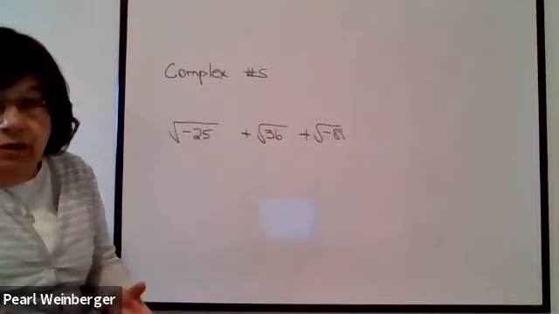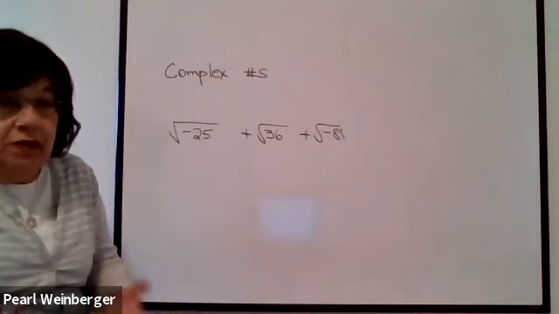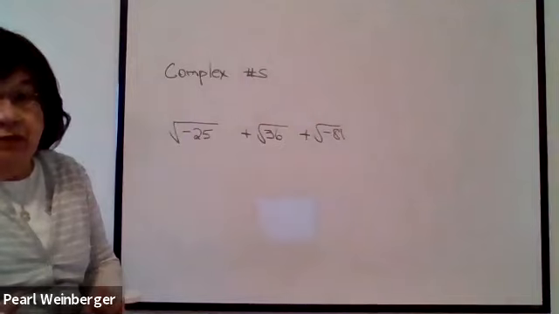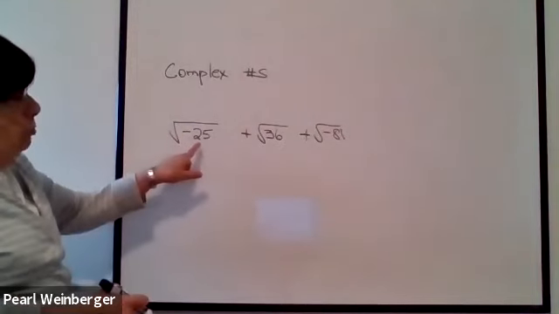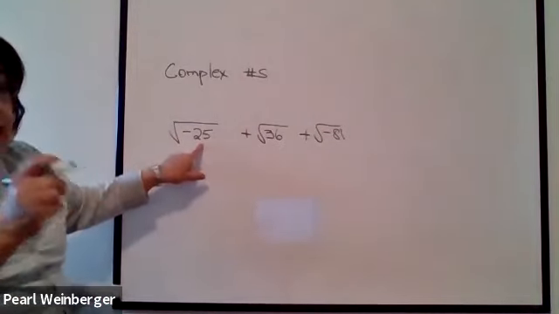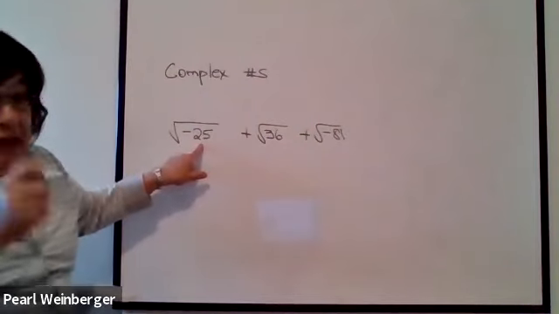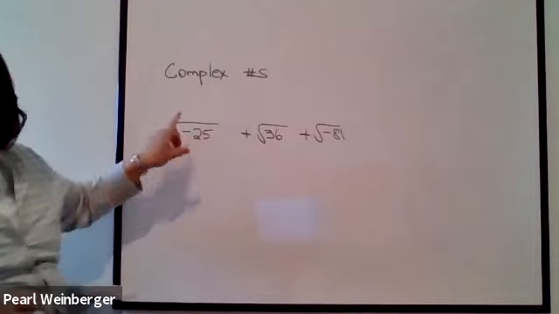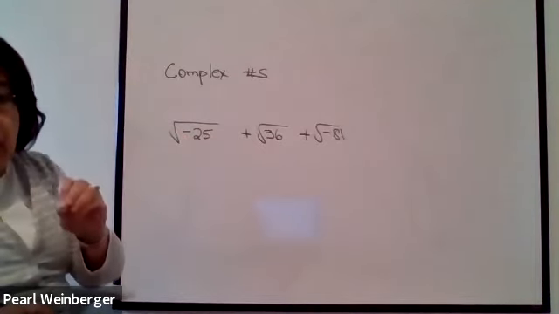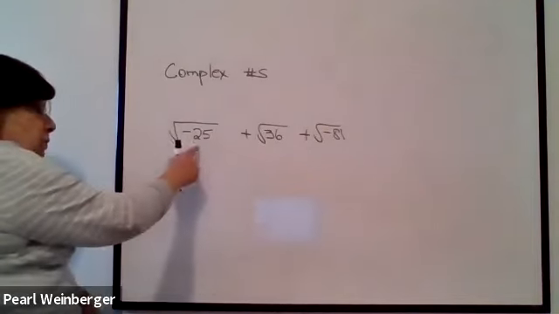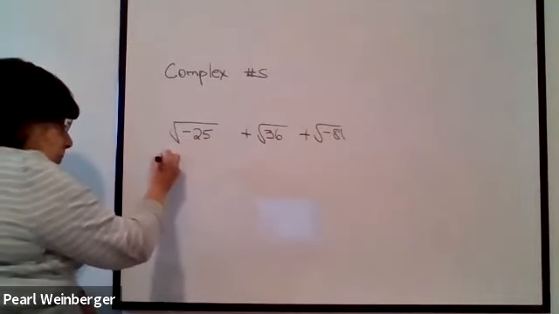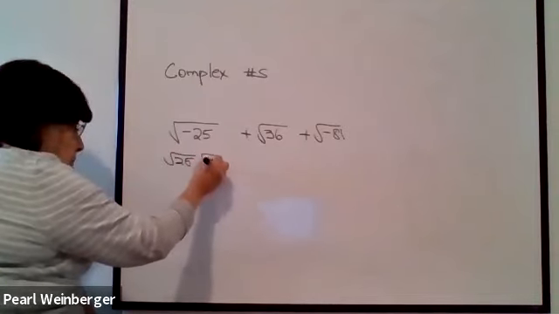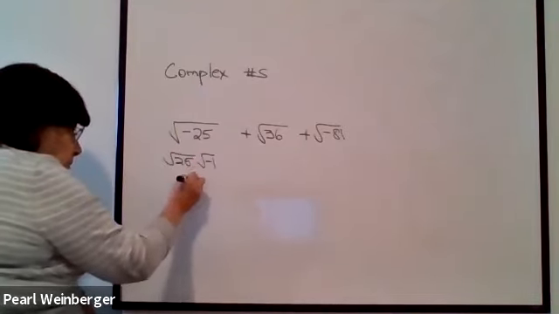And of course, they're not like radicals. They're not the same number inside the radicals. So the first thing we have to do is simplify each radical. Don't forget, you're never going to work with the square root with a negative inside it. As soon as you see a negative inside your square root, you have to change it to an i number. Just like we did before, this became the square root of 25 and the square root of -1, which is 5i.